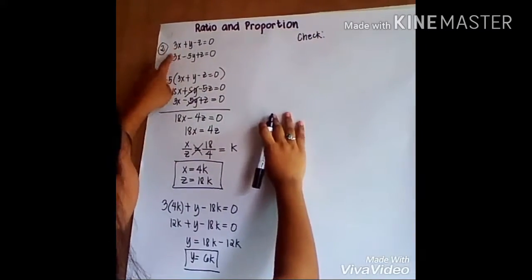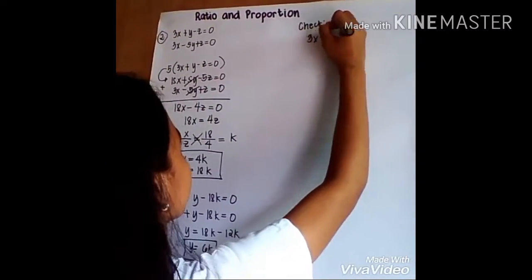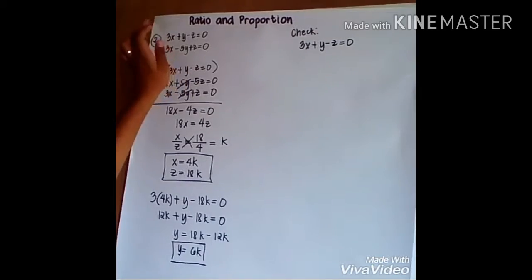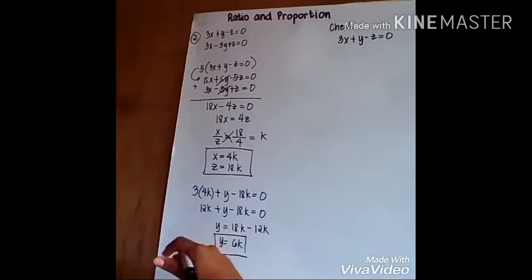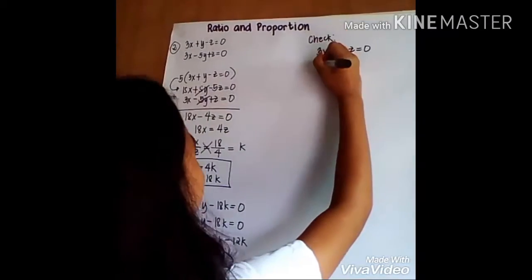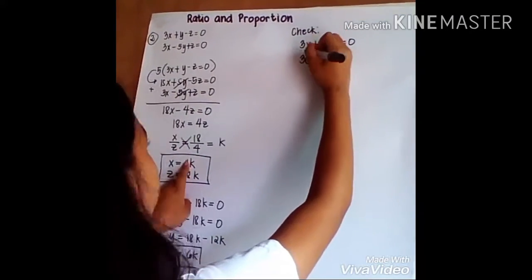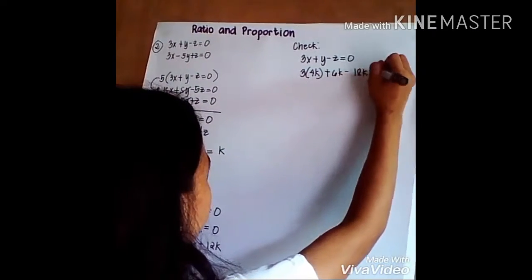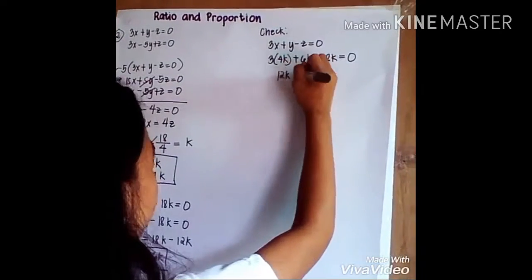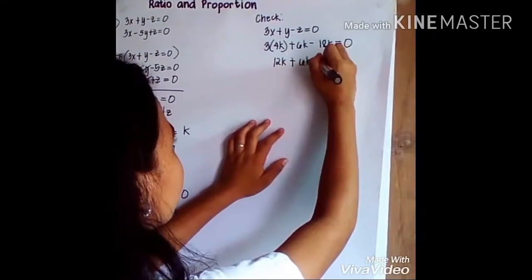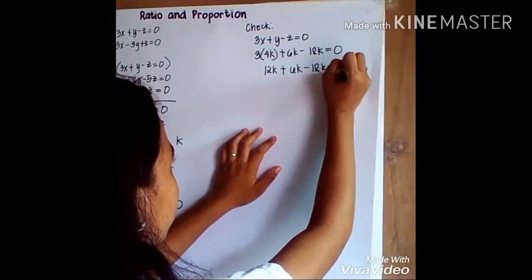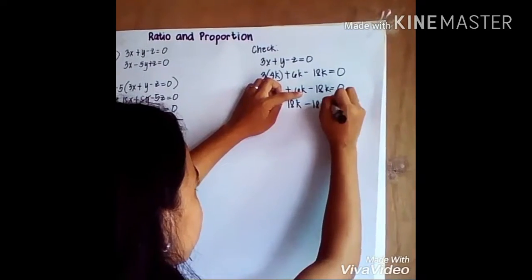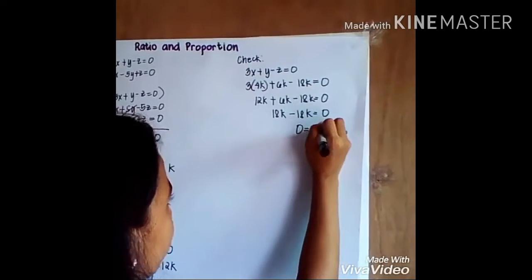Let's use first the first equation: 3x plus y minus z is equal to 0. Don't forget to write first the original equation because you will get confused about what you substitute first. So substitute: 4k plus 6k minus 18k is equal to 0. 12k plus 6k minus 18k is equal to 0. 18k minus 18k is equal to 0, and 0 is equal to 0.